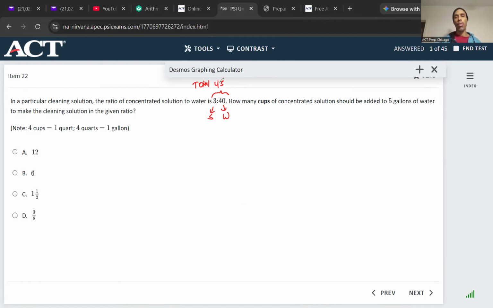How many cups of concentrated solution should be added to 5 gallons of water to make the cleaning solution in the given ratio? So how many cups of concentrated solution should be added to 5 gallons of water?